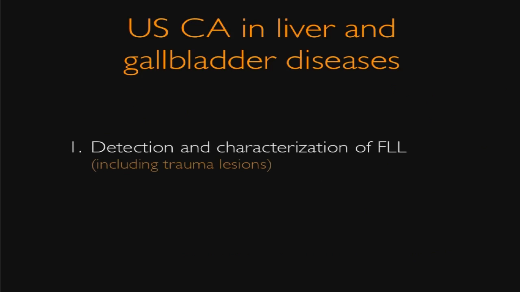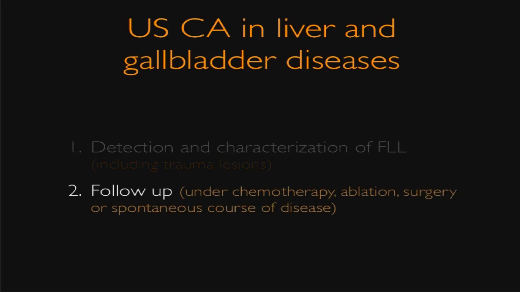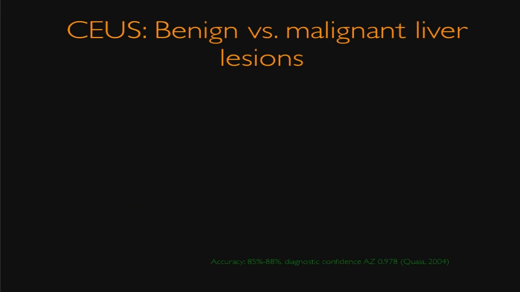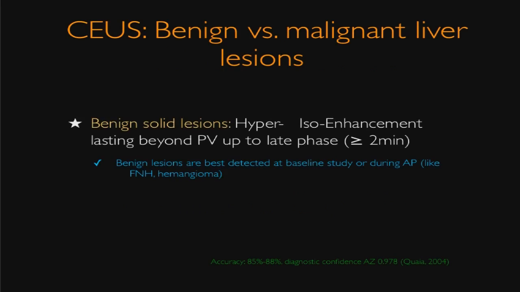So what are the indications for contrast agent in the liver? Later I will talk about the gallbladder disease indications. Number one, detection and characterization of focal liver lesions, including trauma. Follow-up under chemotherapy, ablation therapy, surgery, or spontaneous course of disease. When we look at benign and malignant liver lesions, we can discriminate them, with the benign solid lesions being hyper- or iso-enhanced beyond the portal venous phase.